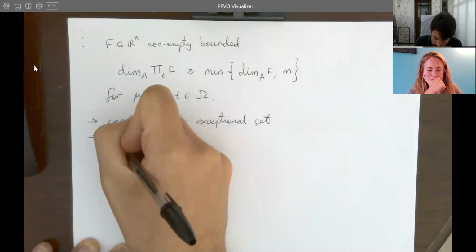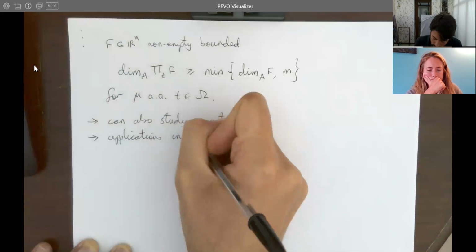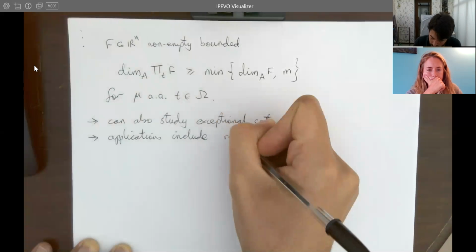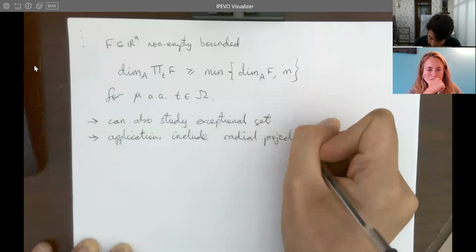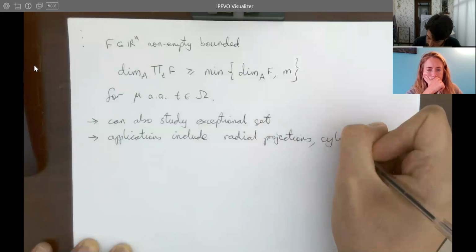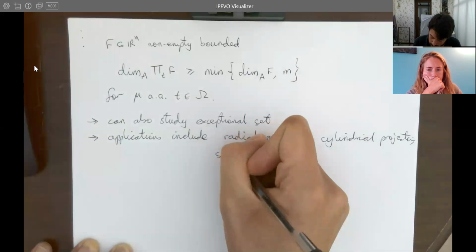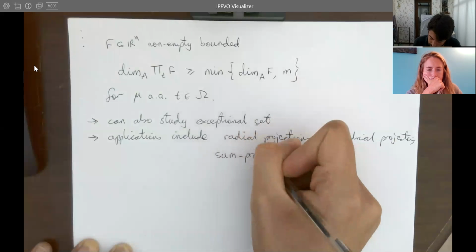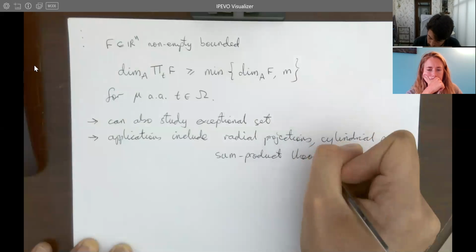Applications include radial projections, cylindrical projections, whatever they are, and sum product results, so sum product theory, let me just say.